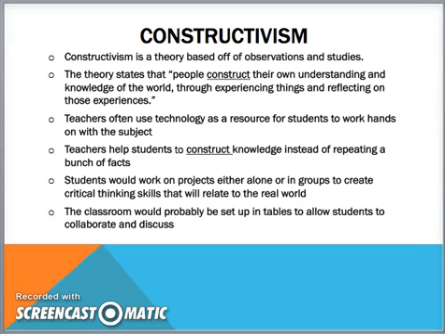Students would work on projects either alone or in groups, preferably in groups, to build critical thinking skills that will relate to the real world. The classroom would probably be set up in tables to allow students to collaborate and discuss, and the teacher would just be going around, more of a facilitator or a bit of a coach instead of a straight-on lecturing teacher, there to guide students through their learning process.